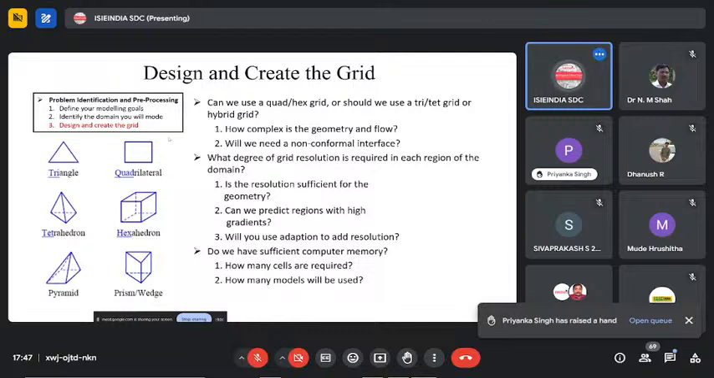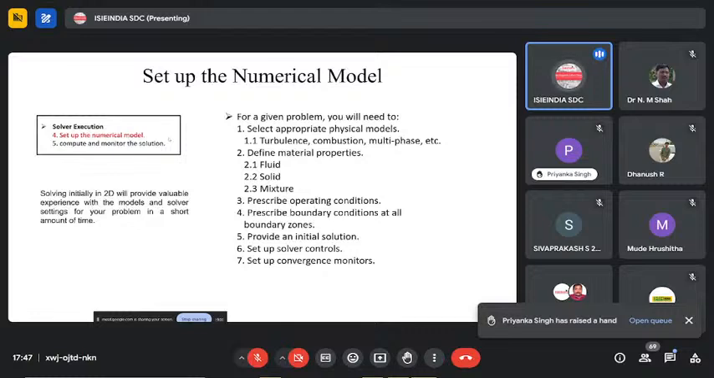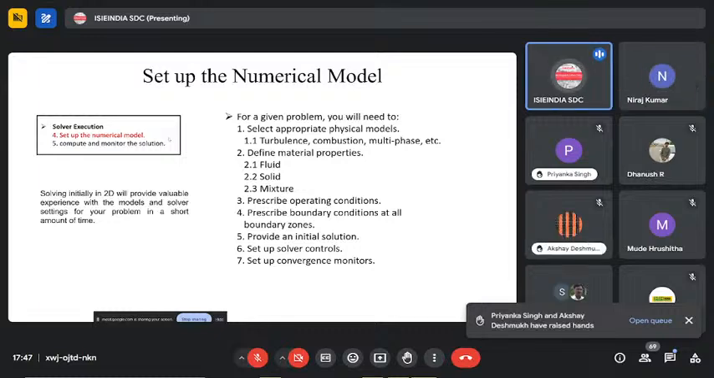So these are some steps. After this, setting up the numerical model in CFD also involves several key steps to ensure accurate and efficient simulations. We have to select an appropriate physical model. In this segment, we choose the necessary physical model for our problem. For example, if we are modeling turbulent flow, we should choose a turbulence model. Or suppose we are dealing with combustion or multi-phase problems like liquid and gas, we should select an appropriate model according to that.